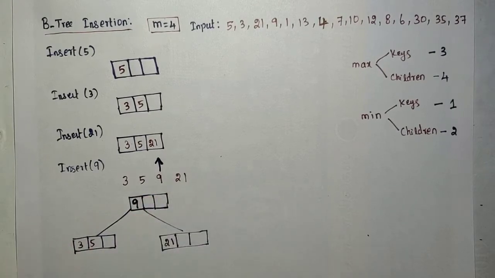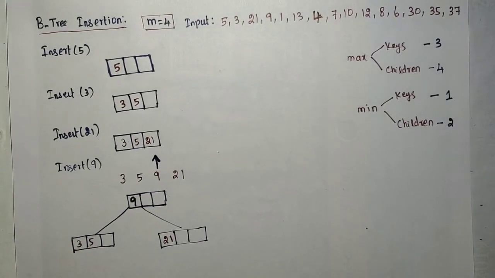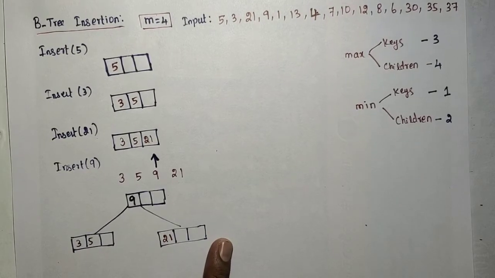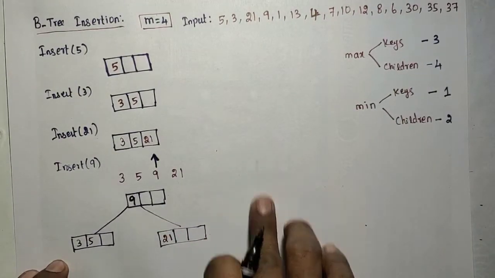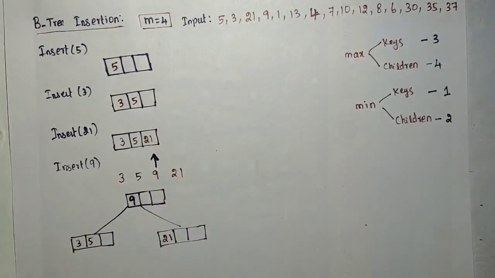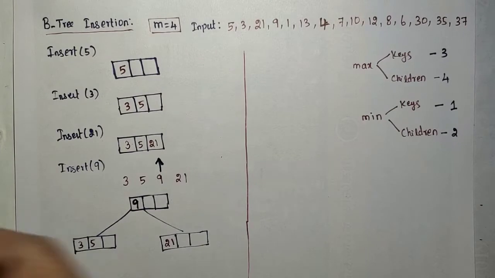Now it is satisfying the B tree property. It means every node has at most 3 elements and at least one element, and all the leaf nodes are at the same level. Correct. So we have inserted the 9. Then I need to look for the 1. So how to insert that 1? Insert 1.